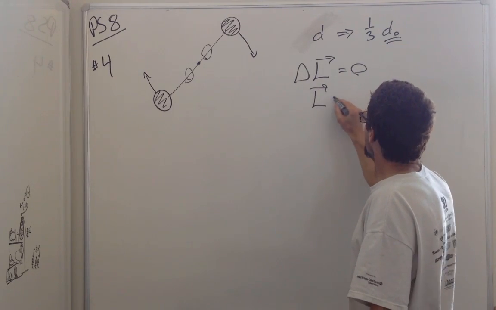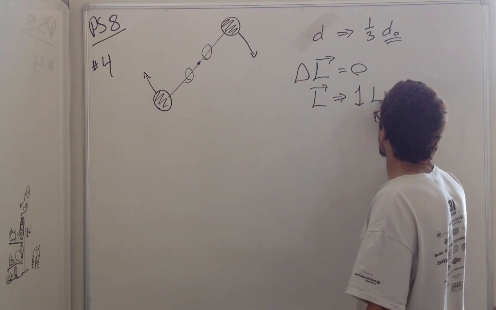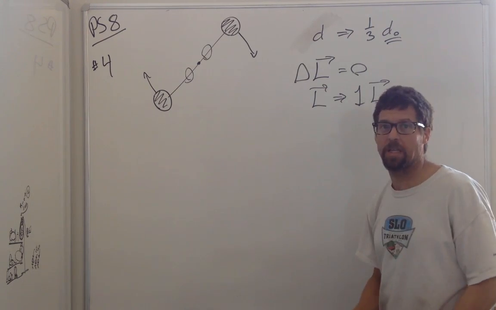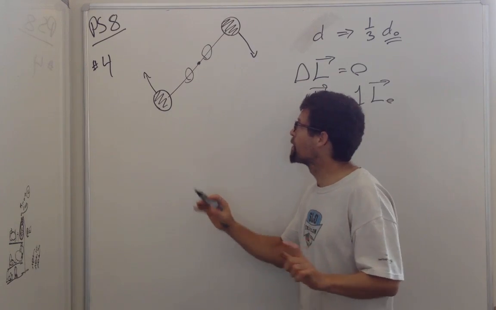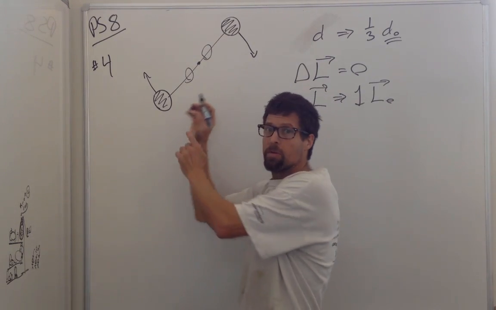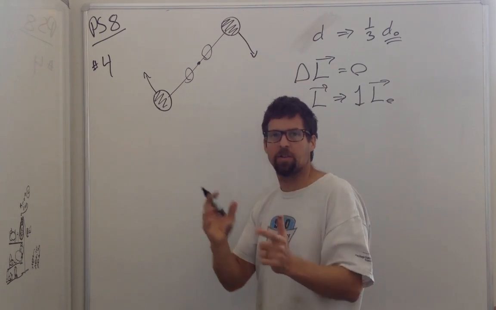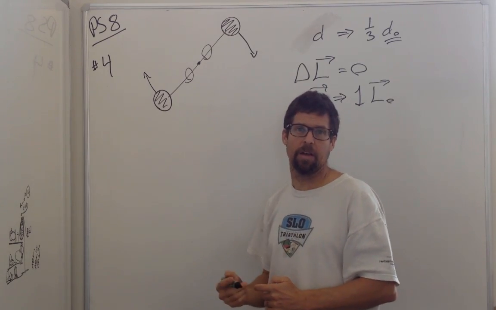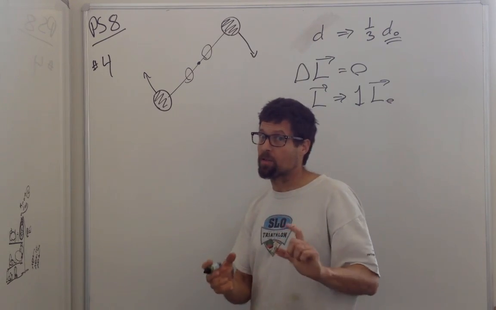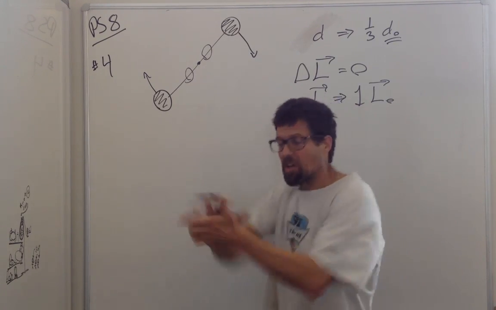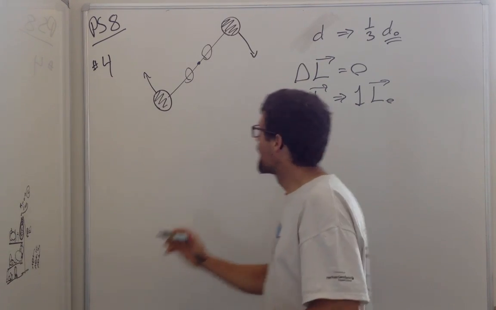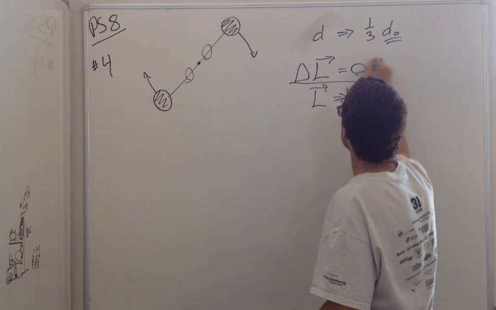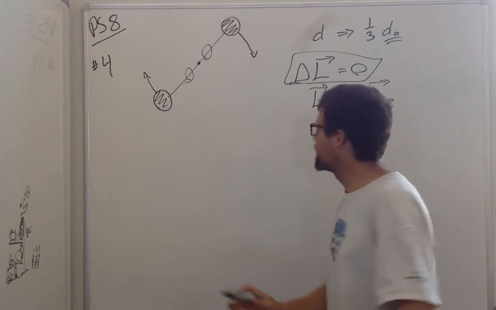L goes to 1 times L naught. There's no change. You want to talk about energy? No. Energy is a tricky partner because an internal motor can convert electrical energy to mechanical energy. Friction can turn mechanical energy into heat, like if there's a collision or if there's something sliding against itself. But you know, momentum and angular momentum are always going to be there for you.